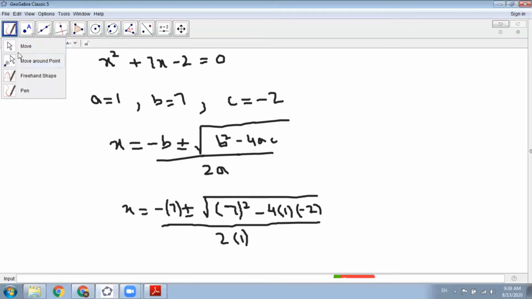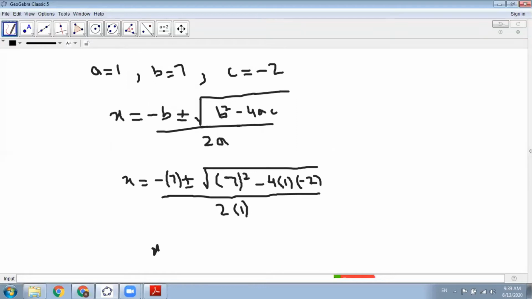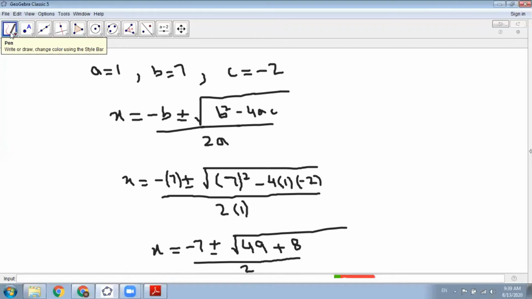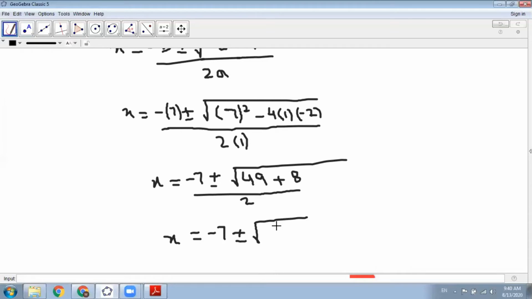Now we just solve the brackets to get the answer. We open the bracket, so it becomes x equals minus 7 plus minus under root 49 plus 8 upon 2, because minus minus is plus, that's why I'm writing plus 8. Now we get minus 7 plus minus under root, 49 plus 8 becomes 57.